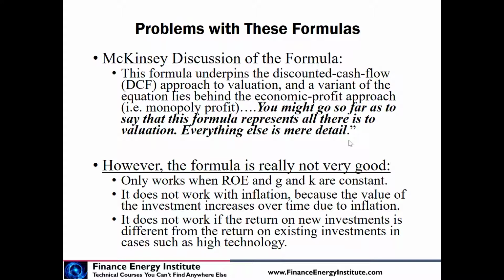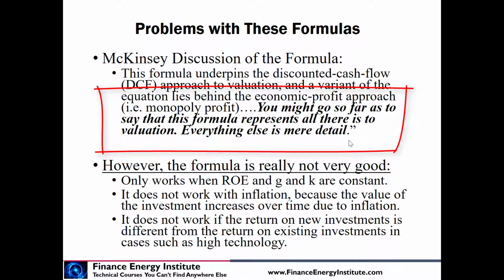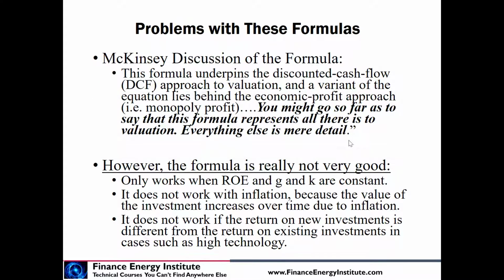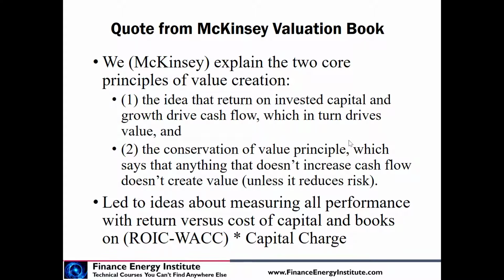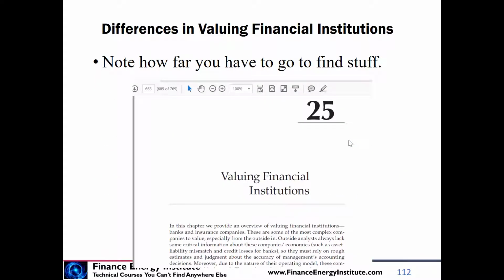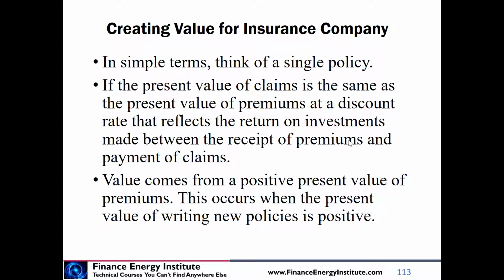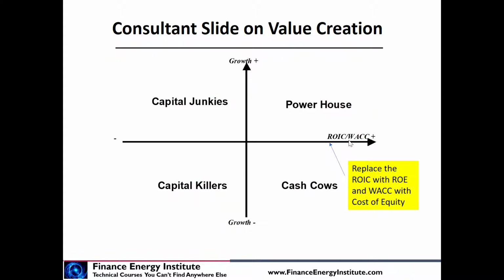Here's what McKinsey says. You might go as far as to say that this is all there is. Everything else is detail, but that's not the case. Things change. It doesn't work with inflation. It doesn't work when the current ROE is different from the future ROE. It's a mess, but it works if everything is constant and in real terms, and if everything is cash flow. For insurance companies, which we will look at, you have to go way to the back of the book.